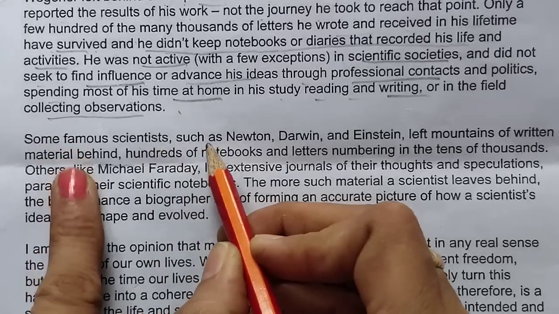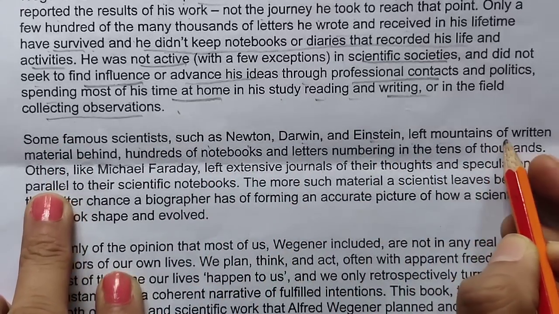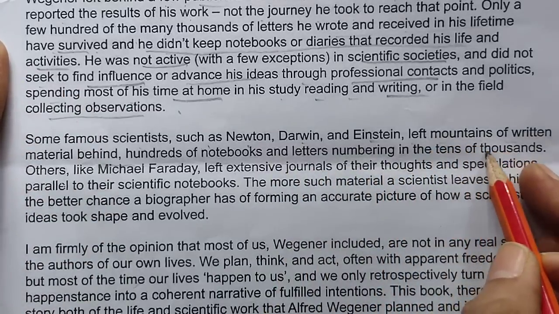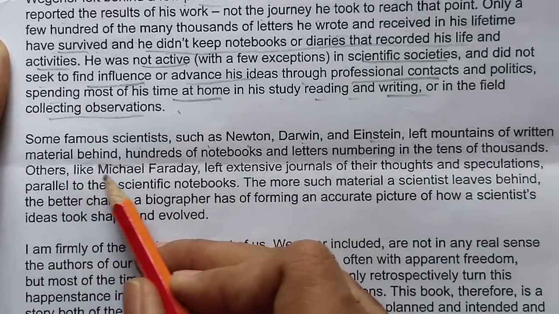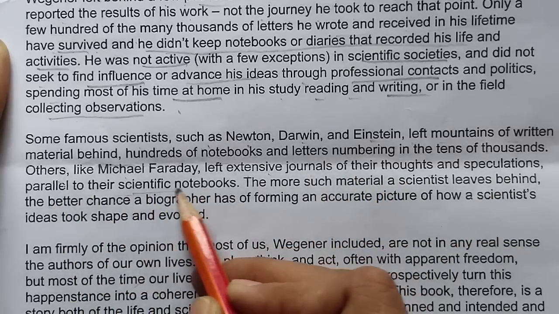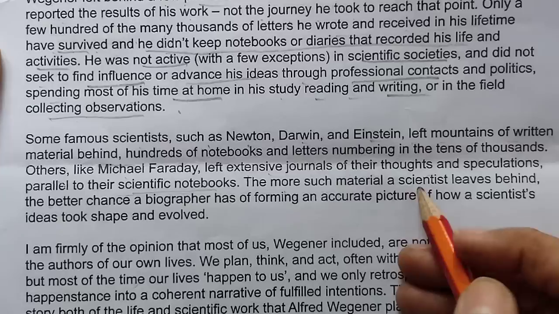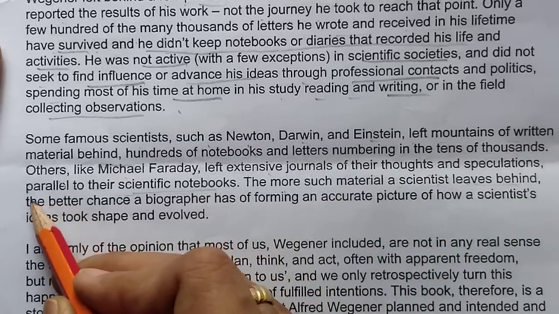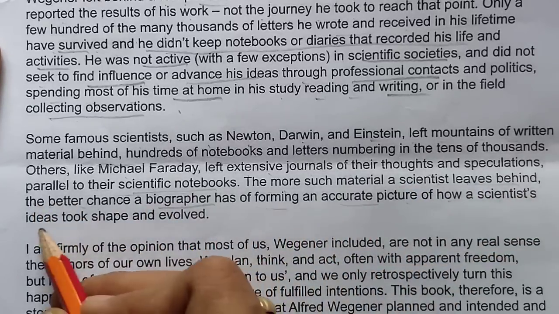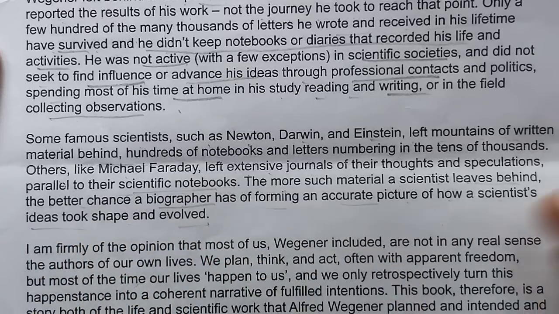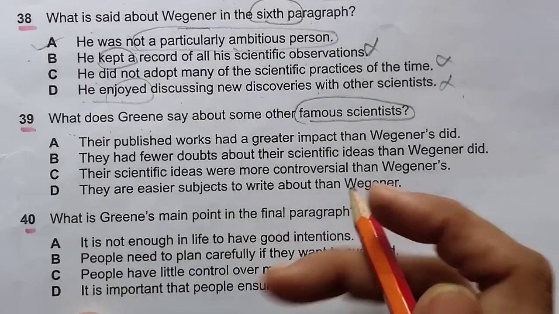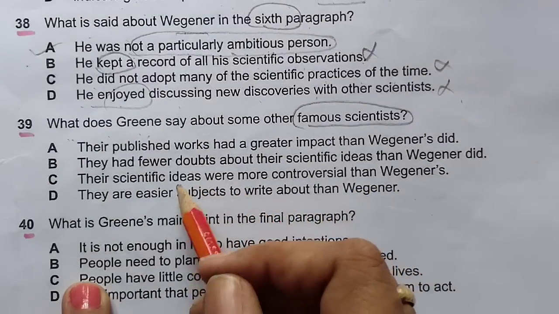Some famous scientists such as Newton, Darwin, Einstein left mountains of written material behind, hundreds of notebooks and letters numbering in the tens of thousands. Others left extensive journals of their thoughts, speculation, scientific notebooks. The more material a scientist leaves behind, the better chance a biographer has of forming an accurate picture of how the scientist's ideas took shape and evolved. Okay, so it means when someone writes a lot, future generations can benefit from that.